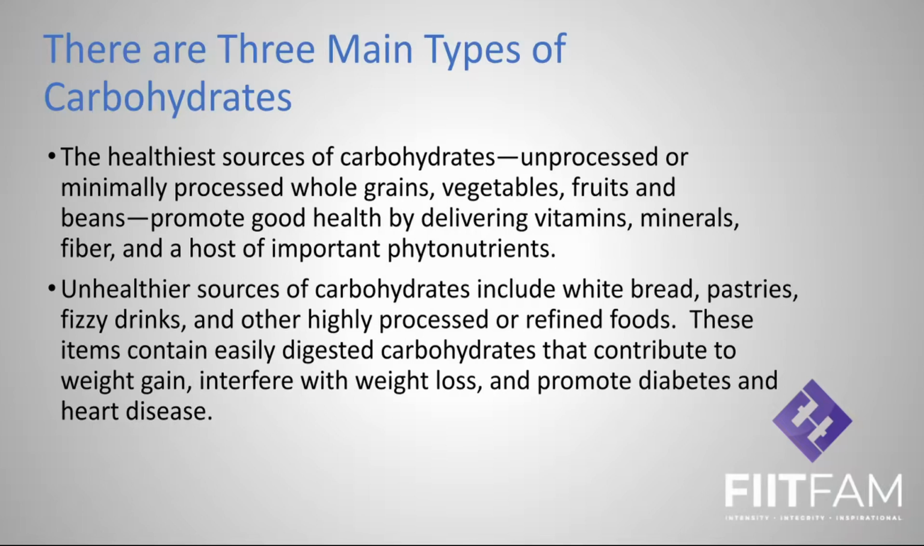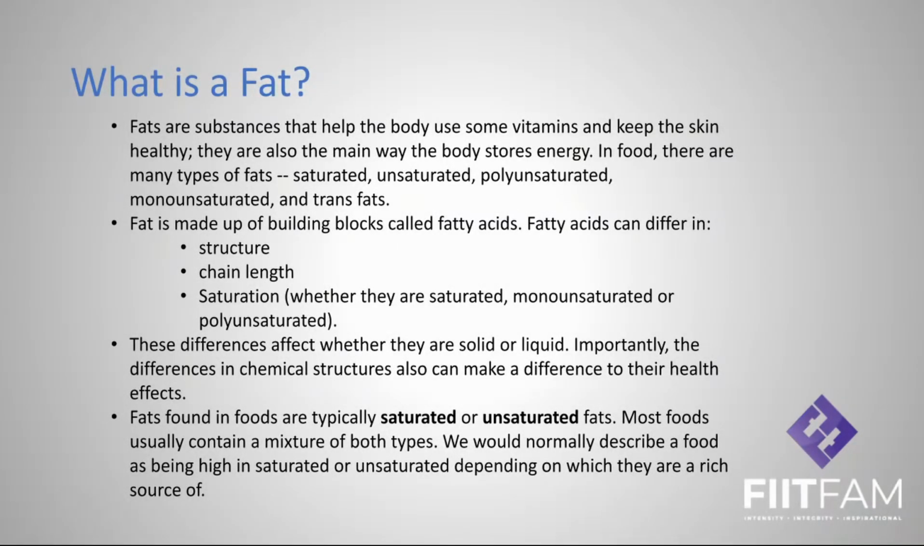So, what is a fat? Fats are a substance that help the body to use some vitamins and keep the skin healthy. They are also the main way the body stores energy. In food, there are many types of fat: saturated, unsaturated, polyunsaturated, monounsaturated, and trans fats. Fat is made up of building blocks called fatty acids.